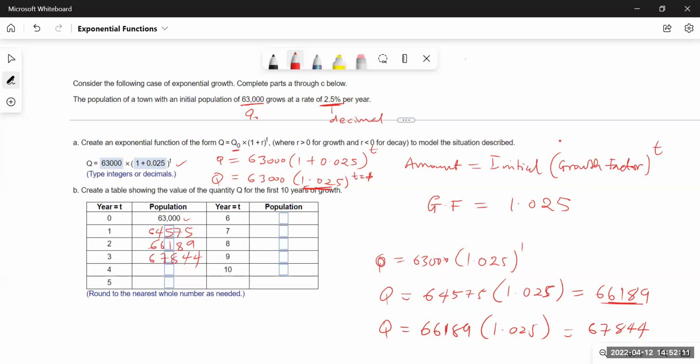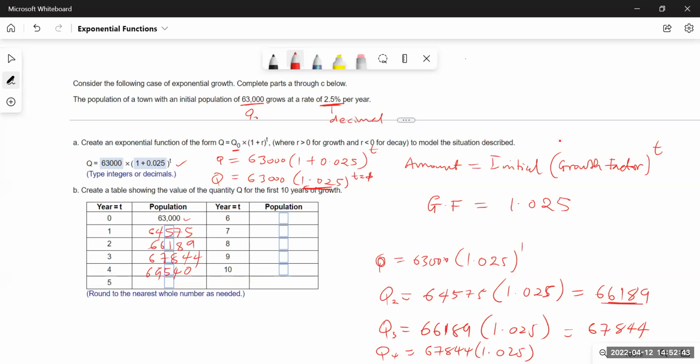If you want to know what the population will be for year number 4, you multiply. So this is Q3, this is Q2. So Q4 is 67,844 multiplied by 1.025, which is the growth factor. And this gives you 69,540.